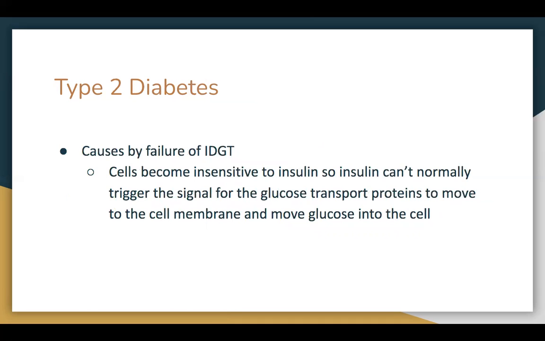With type 2 diabetes, it is also caused by the failure of the IDGT, but in this case, the cells become insensitive to insulin, so insulin can't normally trigger the signal for the glucose transport proteins to move to the cell membrane and move glucose into the cell.